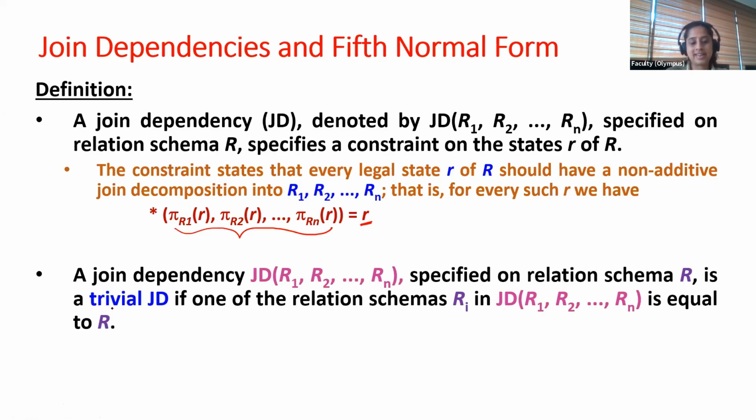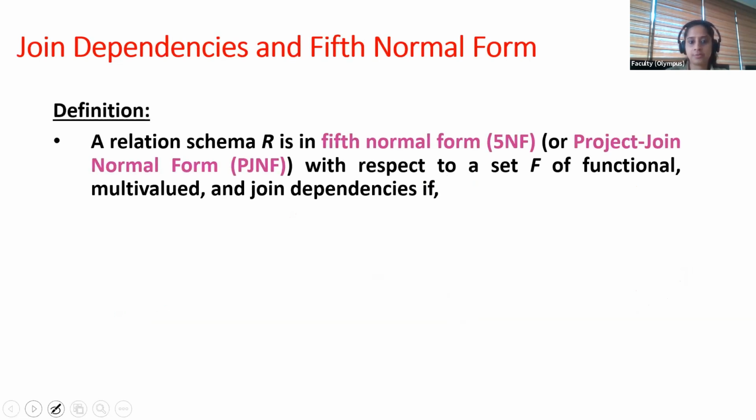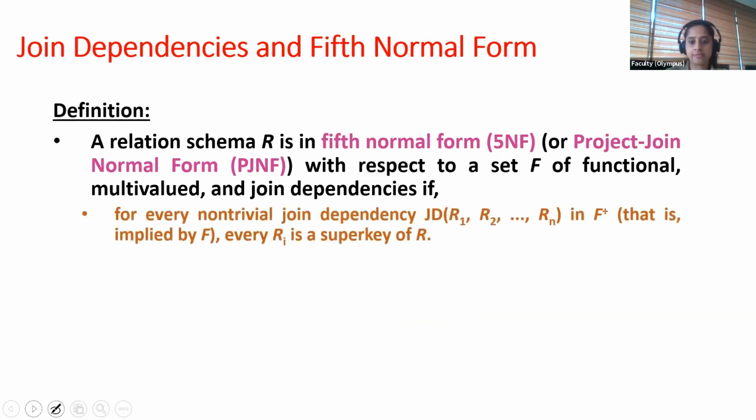So what do you mean by trivial join dependency? When you break into multiple tables, one of the tables should be equal to R. If one of the tables is equal to R, then you don't have to break it. That is true, no? I have one table which is equal to R, so there will not be any problem. So what does the fifth normal form do? When you have a non-trivial join dependency, a simple rule of the fifth normal form is that there should not be any join dependencies.